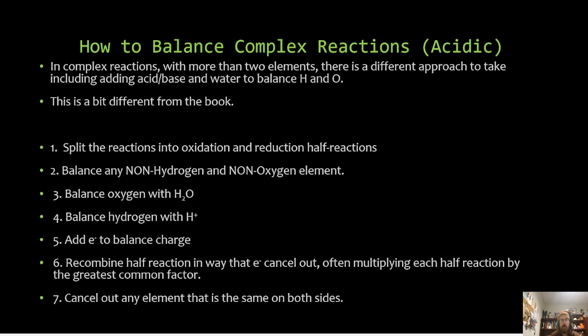So step 1, split the reactions into oxidation and reduction half reactions. That's what we've been doing. Step 2, balance any non-hydrogen and non-oxygen elements by just multiplying by 2 or 3 or whatever, putting the coefficients so that if there's a duplicated element on one side, it's balanced out on the other side.